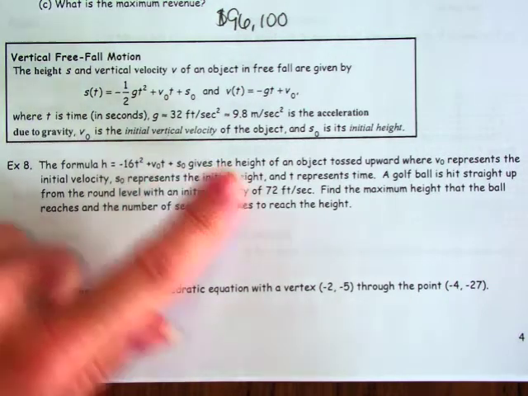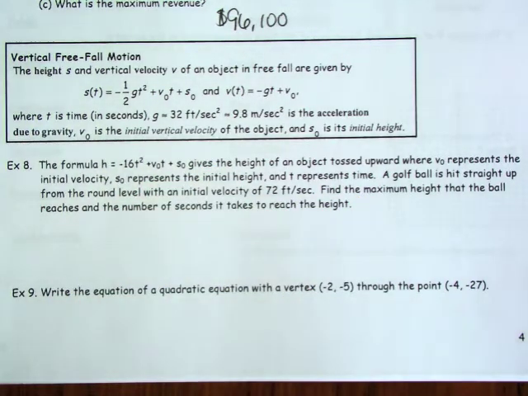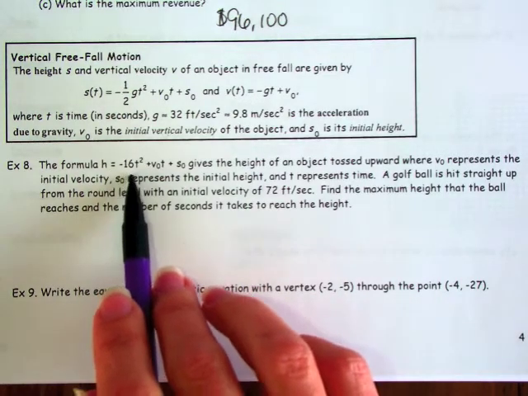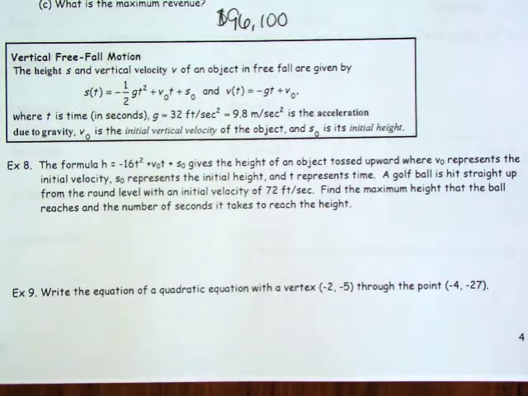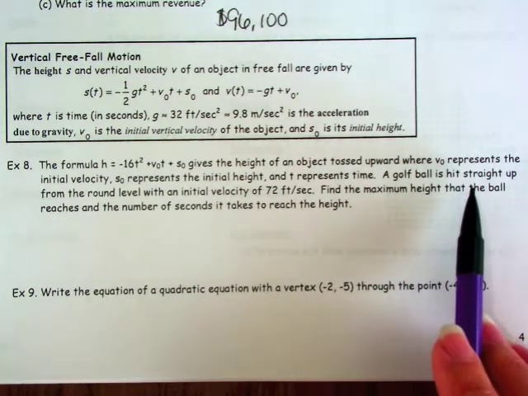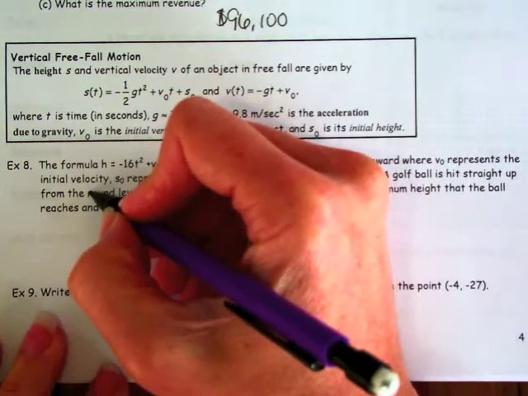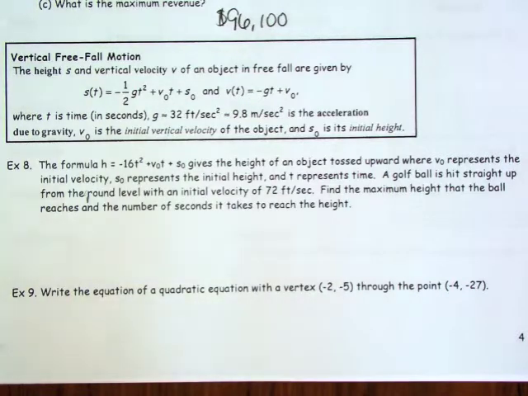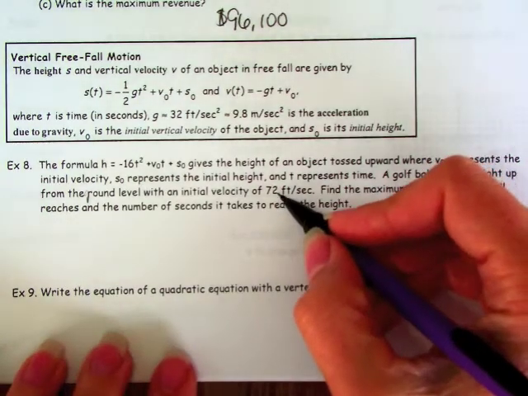It gives the height of an object tossed upwards where V naught represents the initial velocity, S naught represents initial height, and T represents time, just like we've been seeing all along. They put in the gravitational constant for you already. That's what this G is. And a golf ball is hit straight up from the ground level with an initial velocity of 72 feet per second. Find the maximum height that the ball reaches and the number of seconds it takes us to reach that height. So our initial velocity is 72, so we need to put that in there.